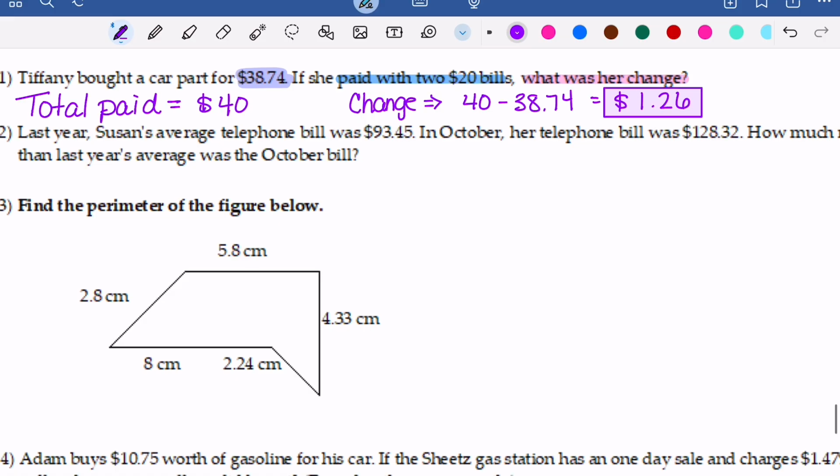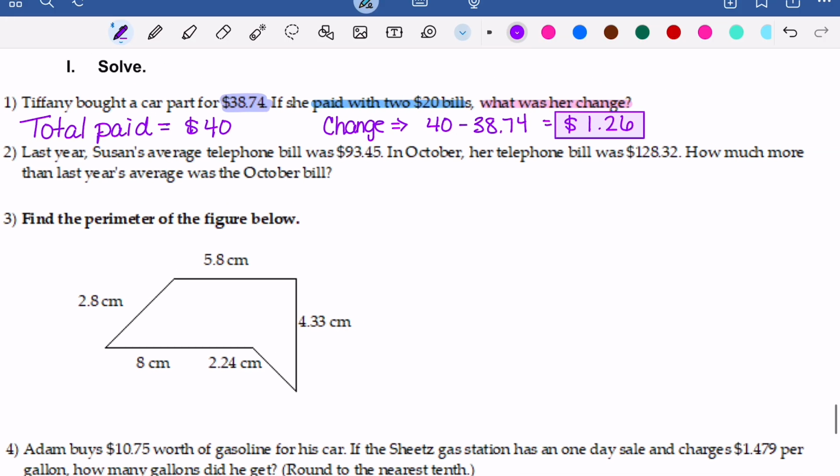Number 2. Last year, Susan's average telephone bill was $93.45. In October, her telephone bill was $128.32. How much more than last year's average was the October bill? So last year, Susan's average telephone bill was $93.45. Then in October, her bill was $128.32. Then it asks how much more than last year's average was the October bill.